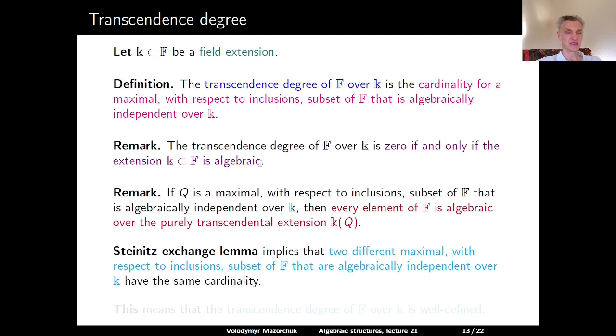Now there is a statement which is called Steinitz exchange lemma, which we are not going to discuss, which implies that if we have two different maximal with respect to inclusions subsets of the bigger field that are algebraically independent over the smaller field, then these two sets must have the same cardinality. And this means that the transcendence degree of F over K is well defined. It doesn't depend on the choice of our maximal algebraically independent set.